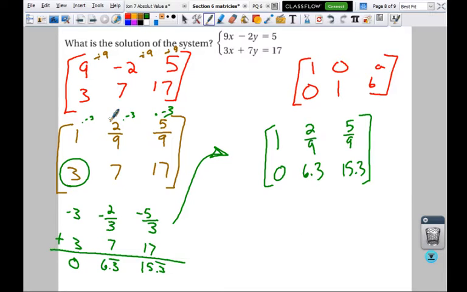All right, we're looking pretty good. Let's look at this 6.3 right there. Running out of space. What number do I want to make this 6.3 be? 1, right? How can I make that into a 1?